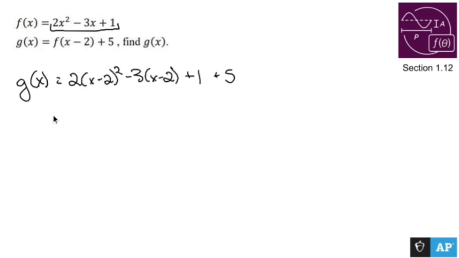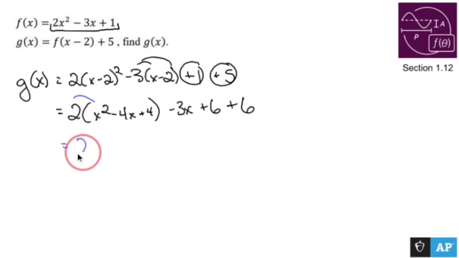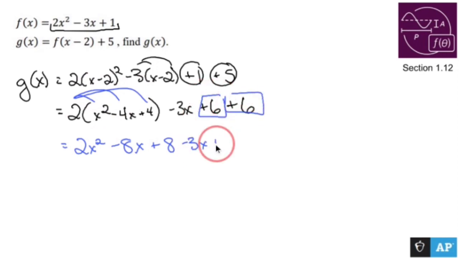This is a perfect square trinomial, so you become x squared minus 4x plus 4. The negative 3 can be distributed, so negative 3x plus 6. You guys can combine to make 6. The 2 can be distributed, so that can be 2x squared minus 8x plus 8. Minus 3x drops down. These guys can combine to make 12.